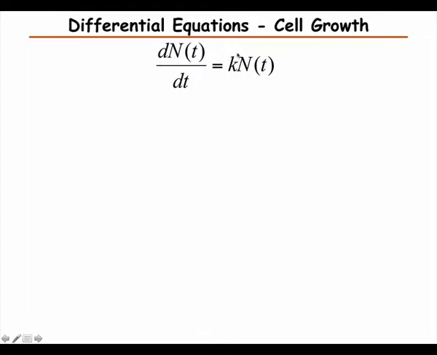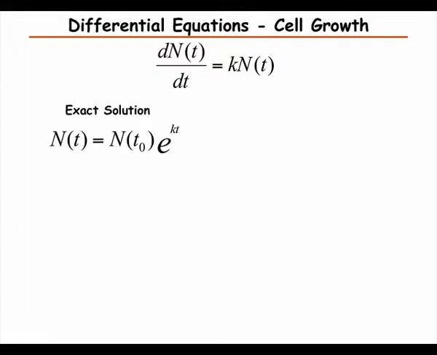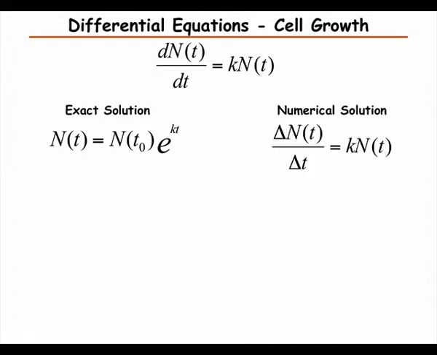So we're going to look at cell growth, for example. These are the number of cells, so n as a function of t is the number of cells, and k is a proportionality constant that gives you the change. There's an exact solution, and if there are no constraints, it will grow exponentially. But we can also solve this numerically.